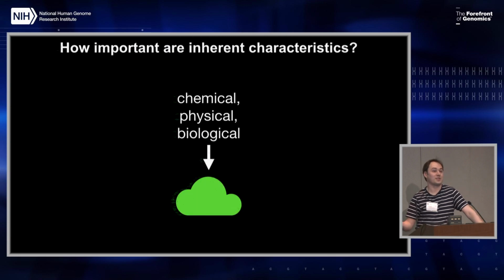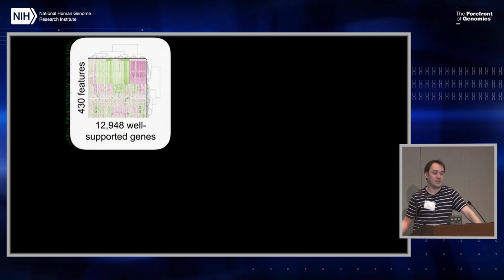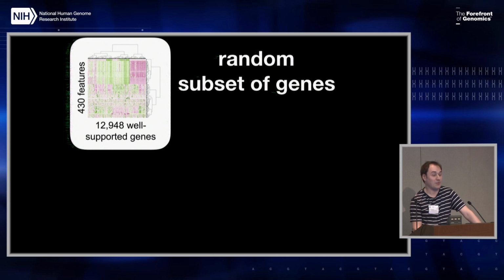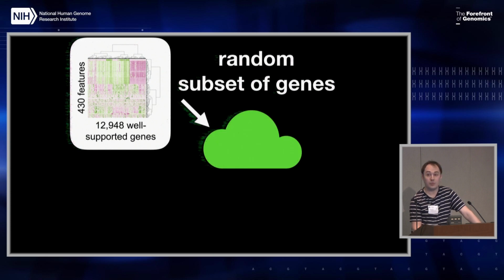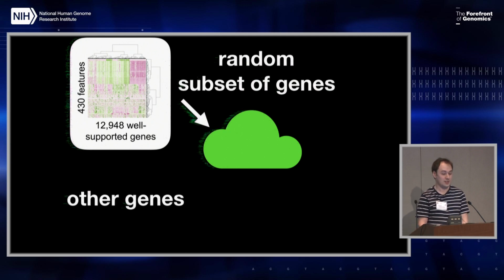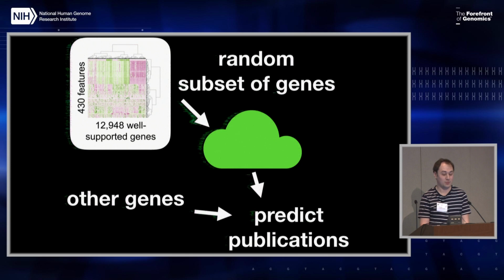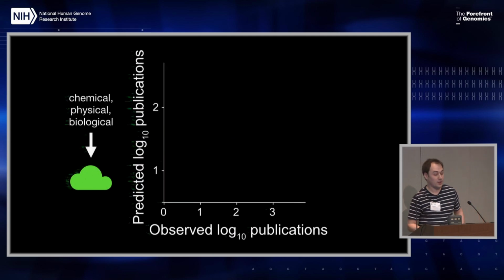For instance, we might want to start with chemical, physical, and biological characteristics and phrase them in a machine learning model. For instance, we can take 430 very generic features describing genes, transcripts, or proteins. Then we take a random subset of those genes, place it in our machine learning model. Then we go to another set of genes and apply this model to ask how much can we actually explain, for instance, in a number of publications, through the features.